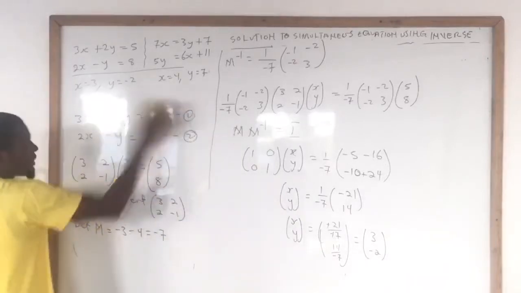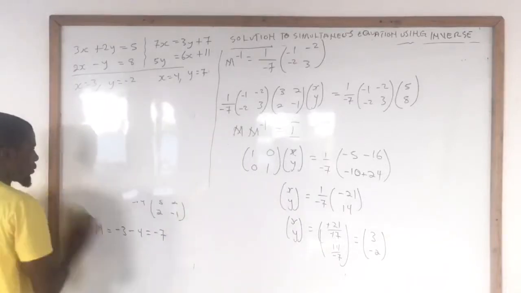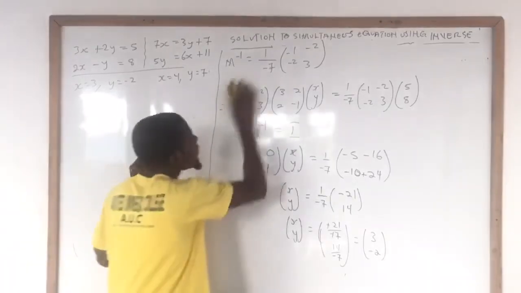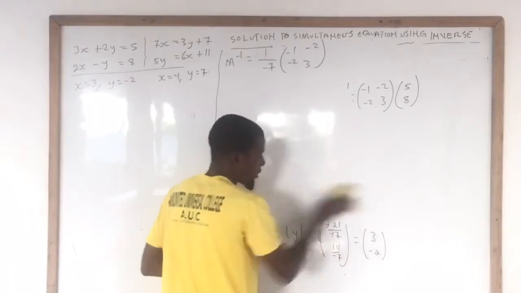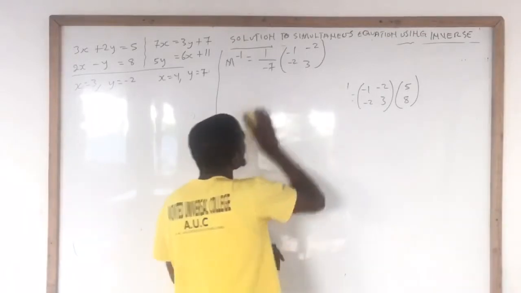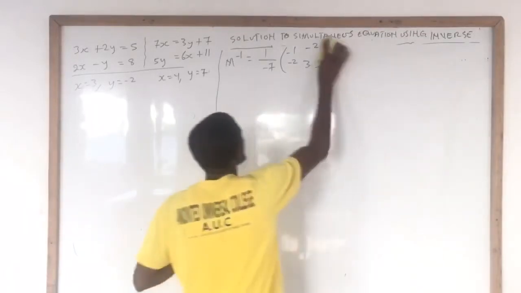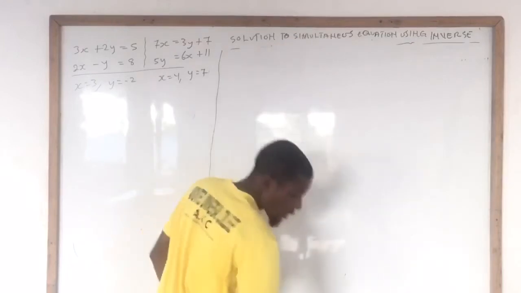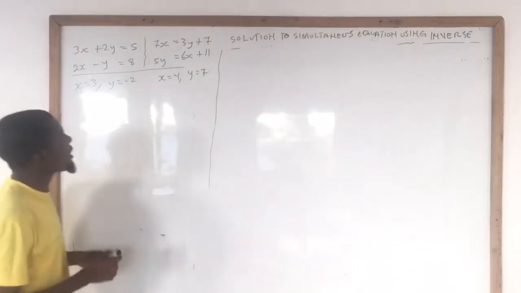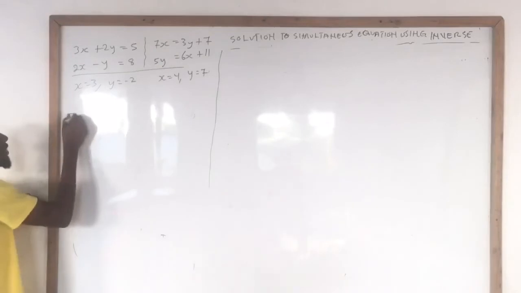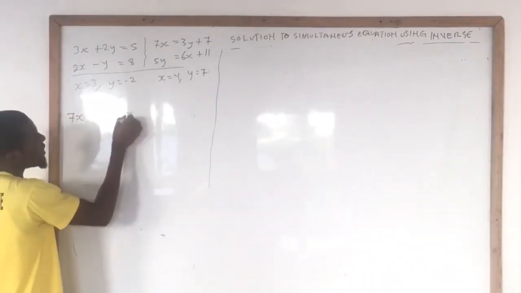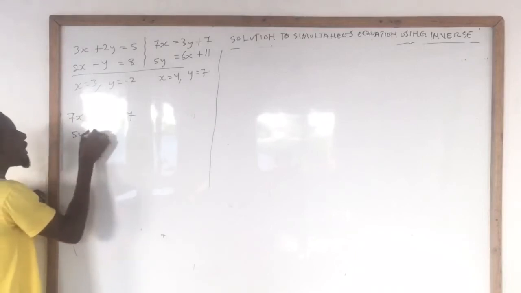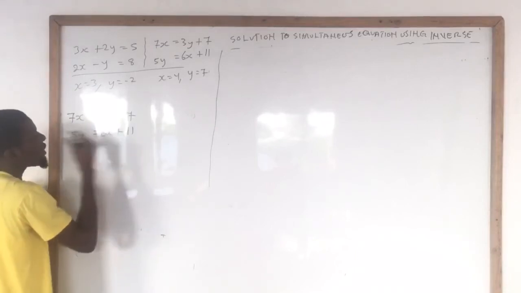So let me clear this particular question. Okay, so let's do the next one. The next one, we have 7x equals 3y plus 7. I have 5y equals 6x plus 11.